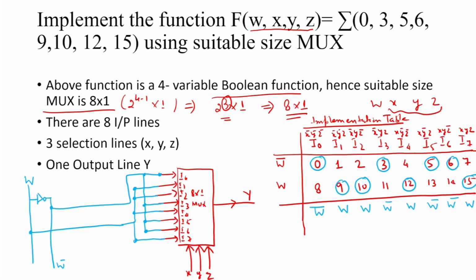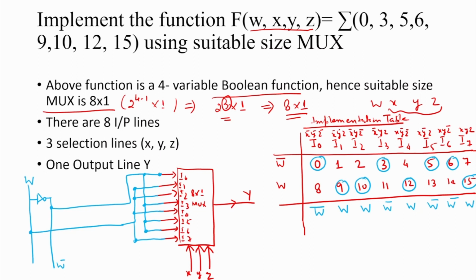This is the circuit diagram of implementing a Boolean function by using a suitable size multiplexer. So, here, the suitable size multiplexer for implementing any Boolean function containing n Boolean variables is what? 2 to the power n minus 1 cross 1.